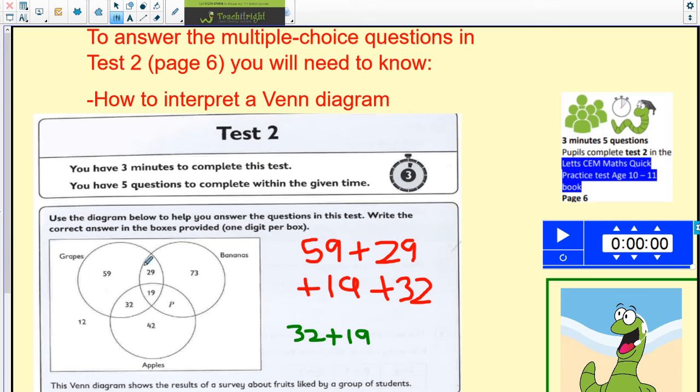So how many people only like grapes and bananas? You have to be in the I like them both category. That's 29. How many people like just grapes and bananas? It's this. That only separates out the people who also like apples, because, of course, in this case you could like grapes, bananas, and apples. That's what that middle group is.